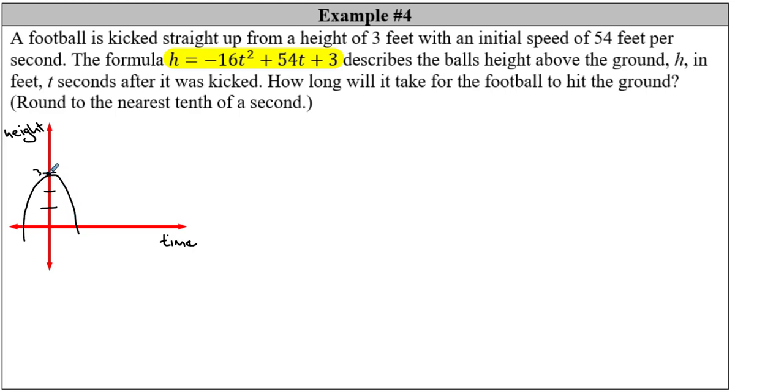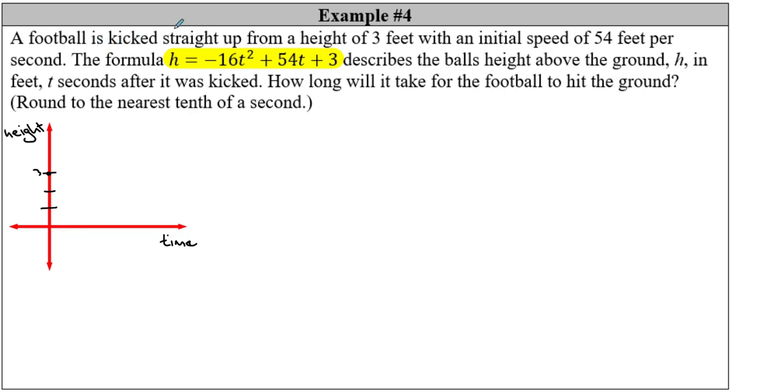Well, if this was the vertex, then this means at 0 time, the ball was already up here and the ball just started going down. Does that make sense when you kick a football? That you kick it and it just immediately goes down? No, that doesn't make sense. So let's scratch that graph.